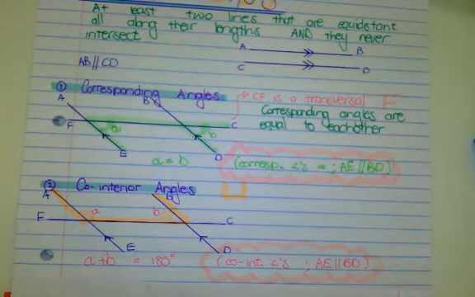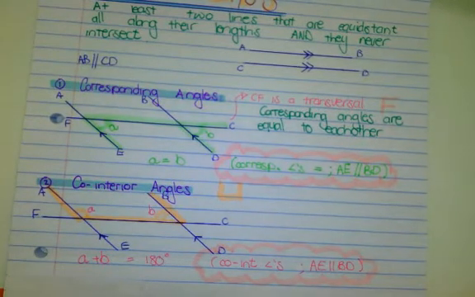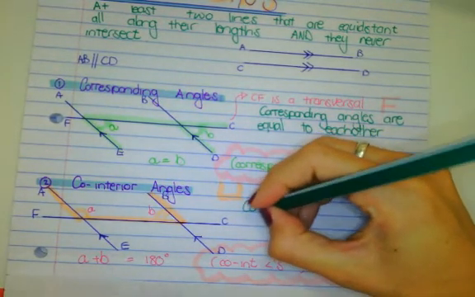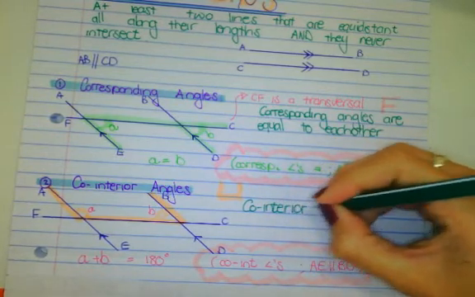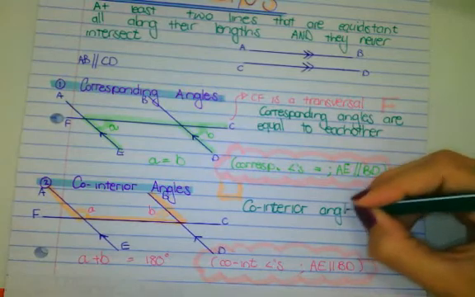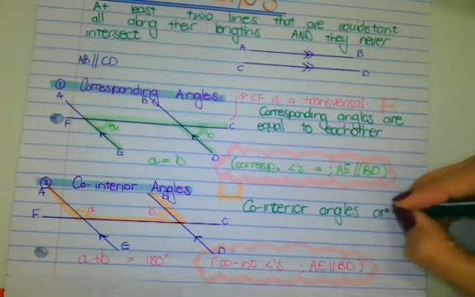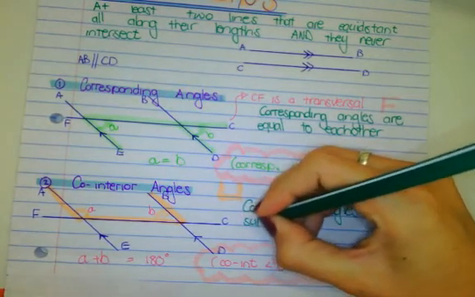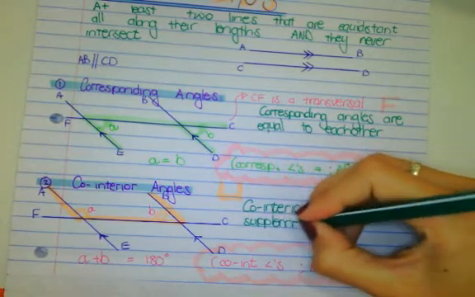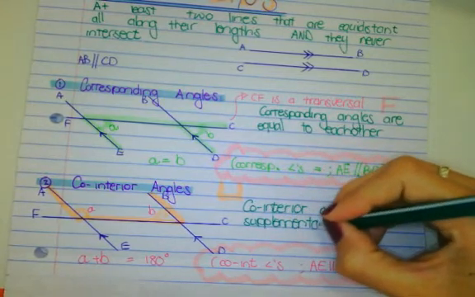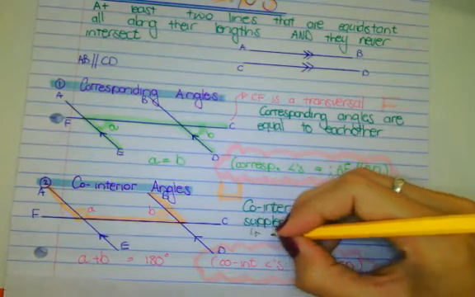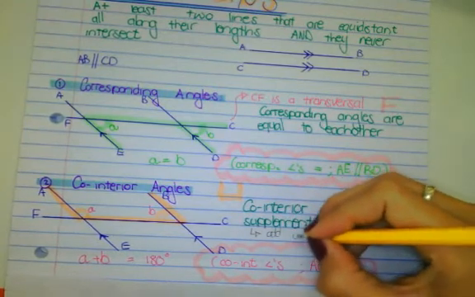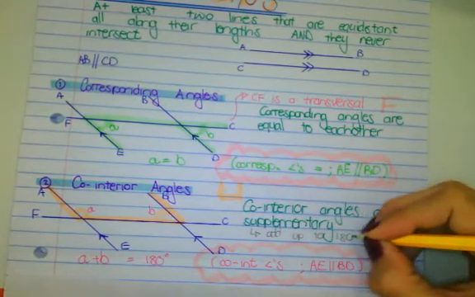Okay, that is cointerior angles. Let's quickly write it down in words. If we have parallel lines with a transversal and it forms cointerior angles, the U shape, then cointerior angles are supplementary. Remember, supplementary is just a fancy way of saying they add up to 180 degrees.